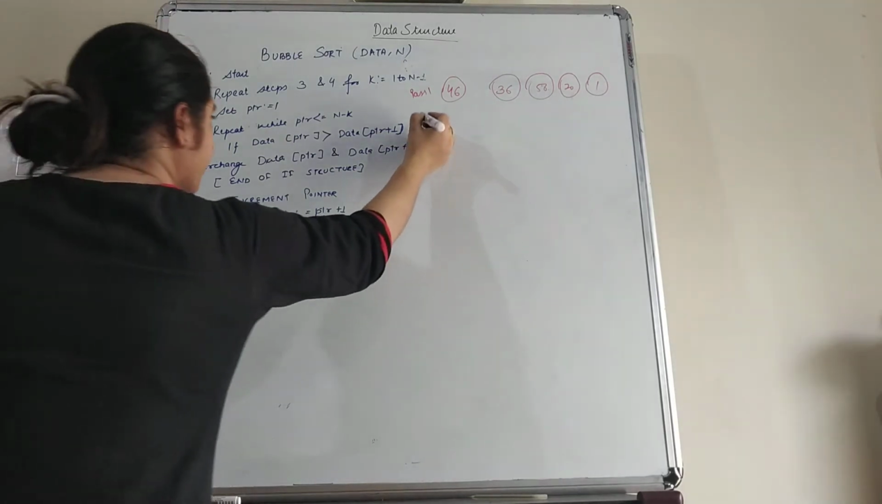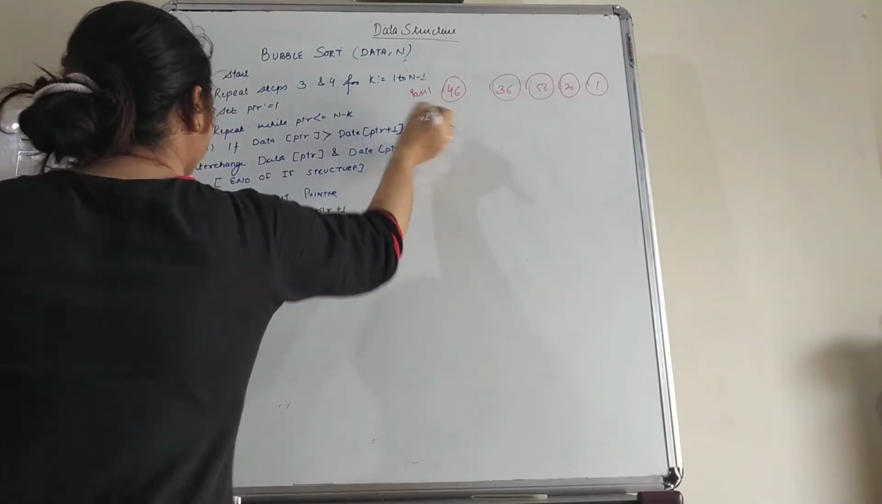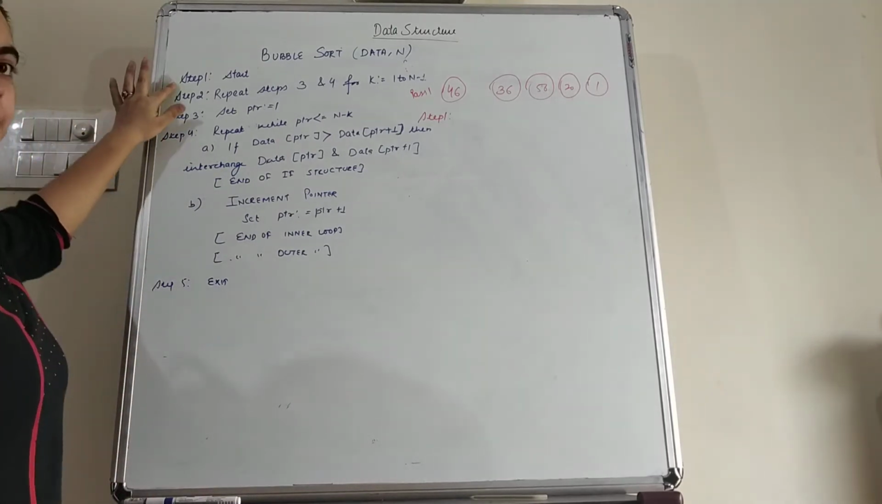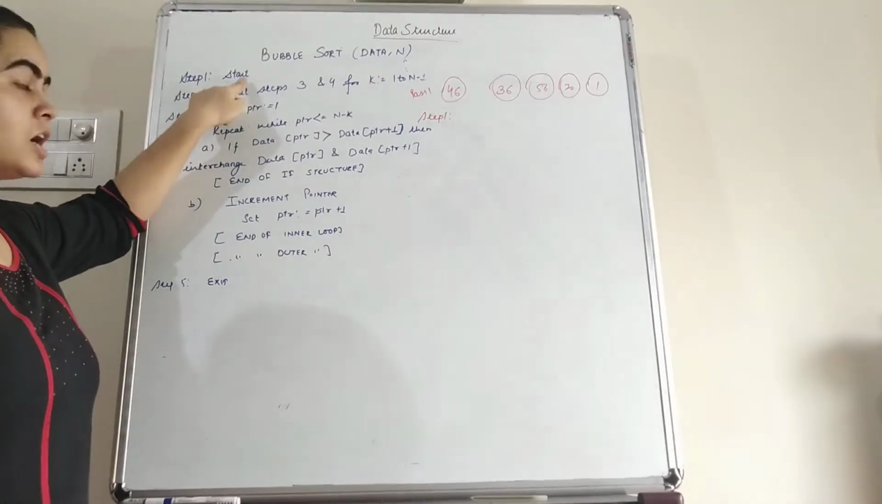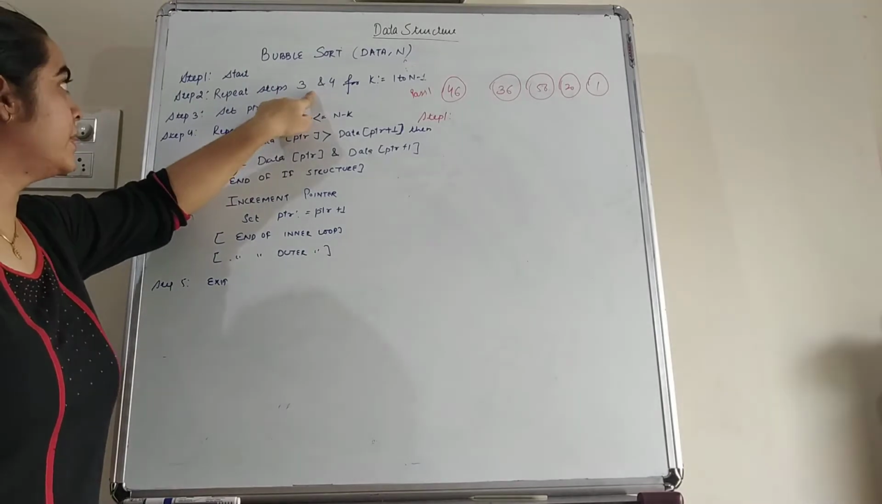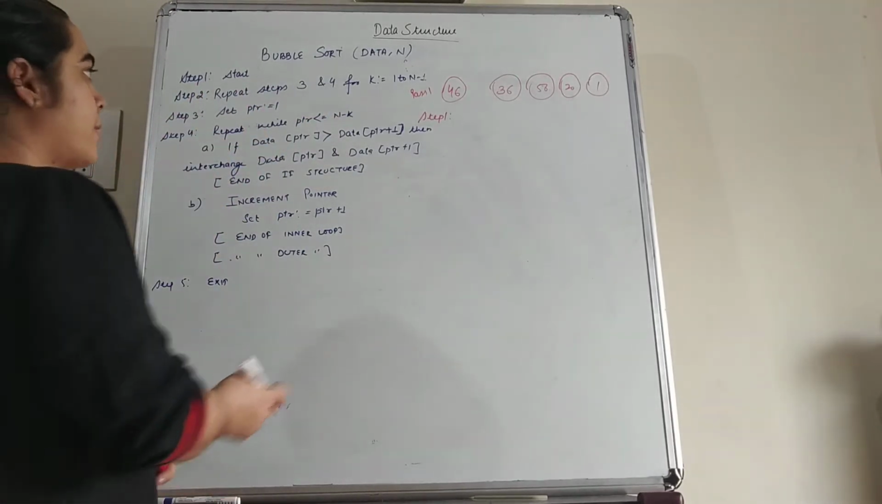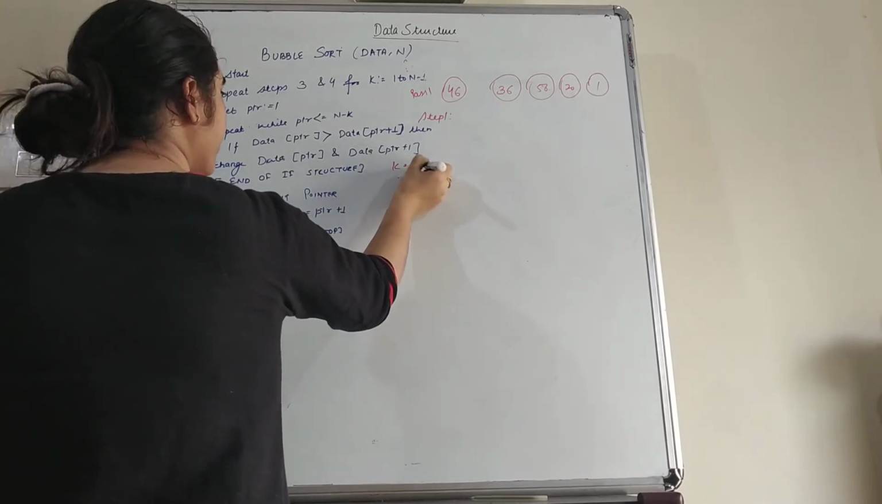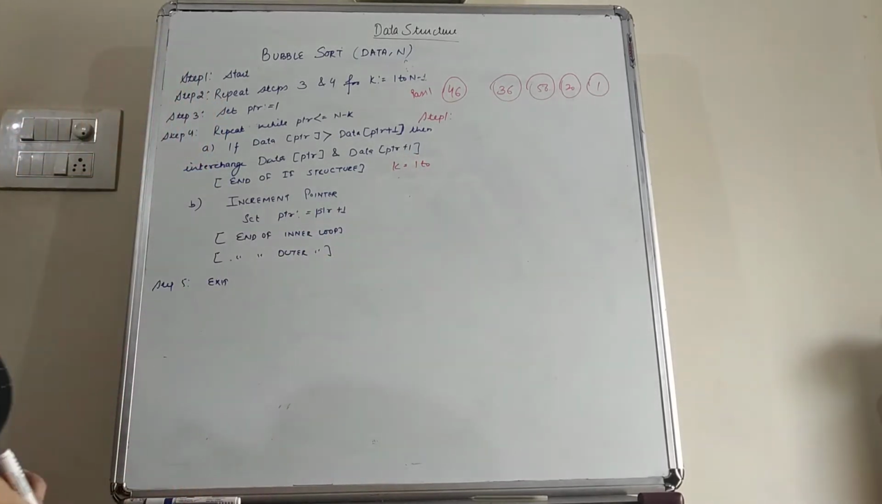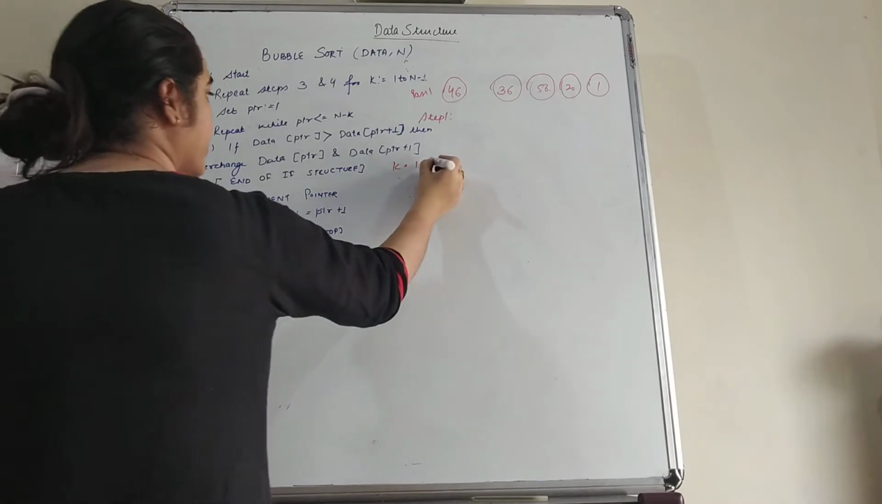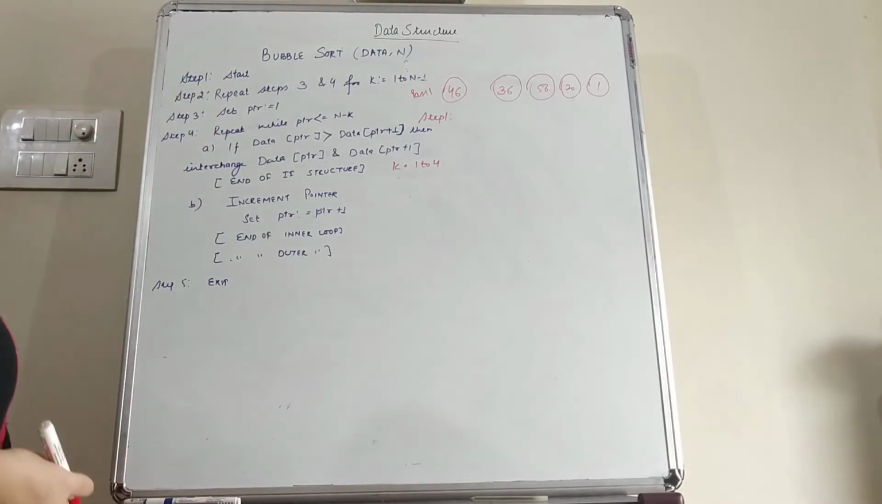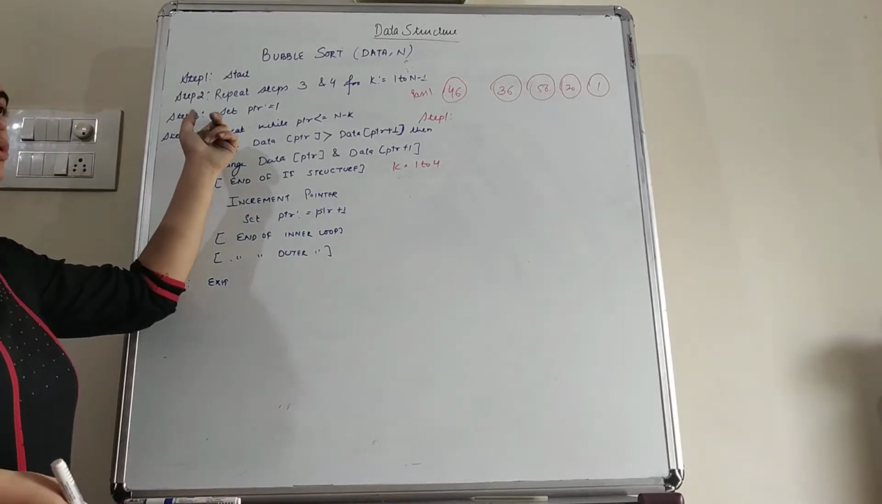So in pass 1 we can start with step number 1. So firstly you have to start with step 1. So here step 1 is start, and after this we can repeat the steps 3 and 4 for k is equal to 1 to n minus 1. So k is equal to 1 to n minus 1 means n is 5. So n minus 1 is 4. So k is equal to 1 to 4, true. So this condition is true, then we can go to step number 3.